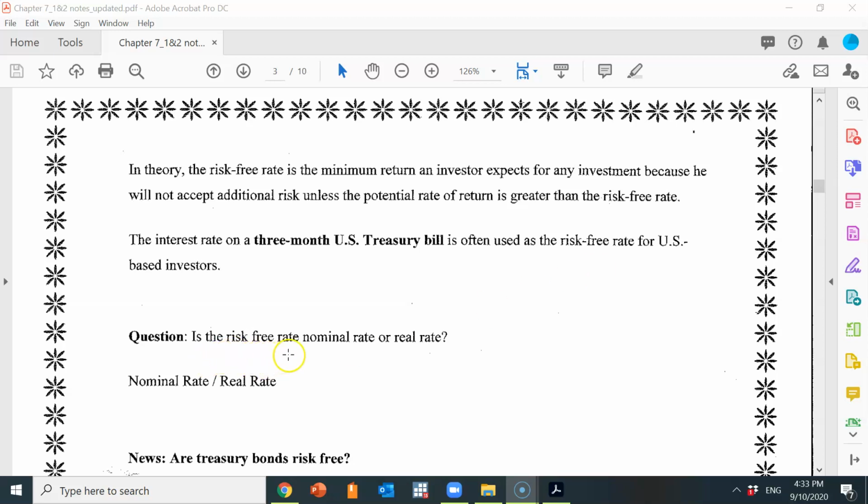Question: is the risk-free rate nominal or real? Remember, nominal rate minus inflation rate is real rate. Nominal rates don't take out the inflation part, but real rates do. Which should we choose? It is actually the nominal rate. Any given rate usually is a nominal rate.